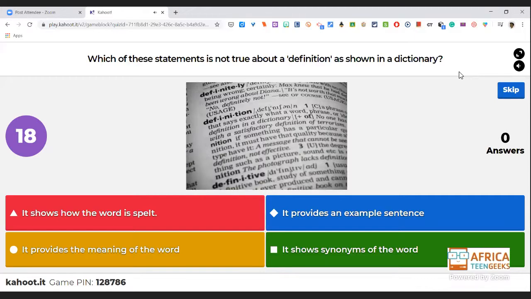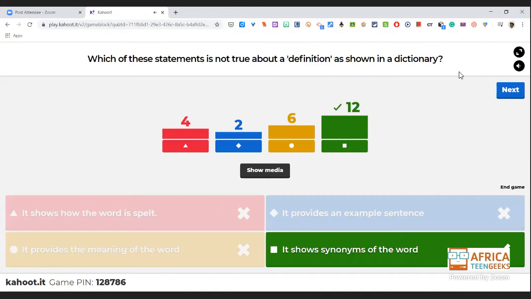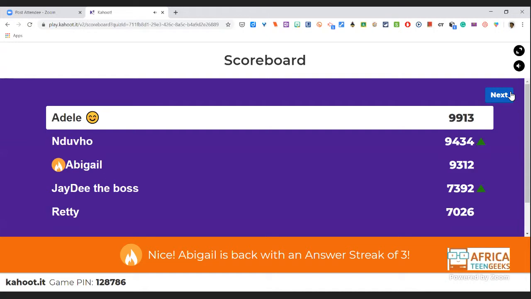Which of these statements is not true? Right, did you all get number 12? A lot of people got number 12. Well done. Remember that a definition's got 5 parts to it, and it does not show synonyms of the word. It doesn't show other words that mean nearly the same, but it does show how the word is spelled. It does show the meaning of the word, and it does show an example sentence. Good. Right, JD's up in the top 5 now. Duvu, Abigail, JD, Reti with Adele leading. Good.